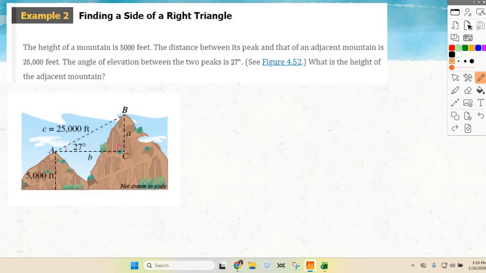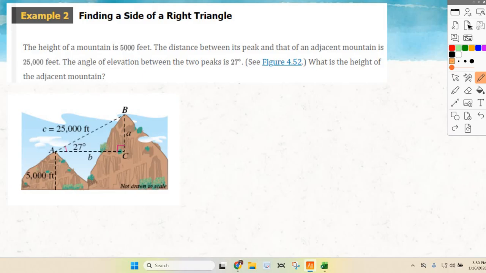This one says the height of a mountain is 5,000 feet. The distance between its peak and that of the adjacent mountain is 25,000 feet. The angle of elevation, so again we're going up, is 27 degrees. What is the height of the adjacent mountain? Notice that B is the distance between the same spot, but the distance between the two peaks is what they give us. So that's our C value, which is 25,000. We need to find the height information, so we're looking for A. And they give us that our angle of elevation is 27 degrees.